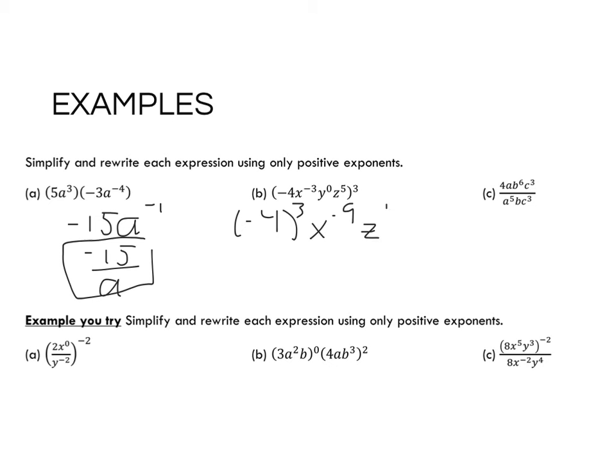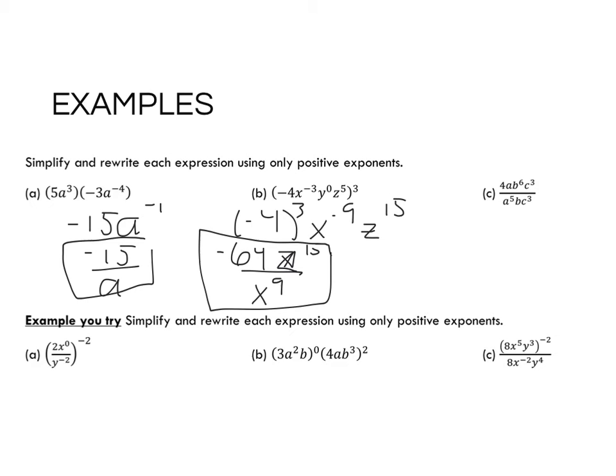z to the 15th. Remember, a negative exponent will flip down in a fraction. So x to the 9th will be in the denominator. Negative 4 cubed is negative 64, and we'll still have z to the 15th. So here is our final answer.